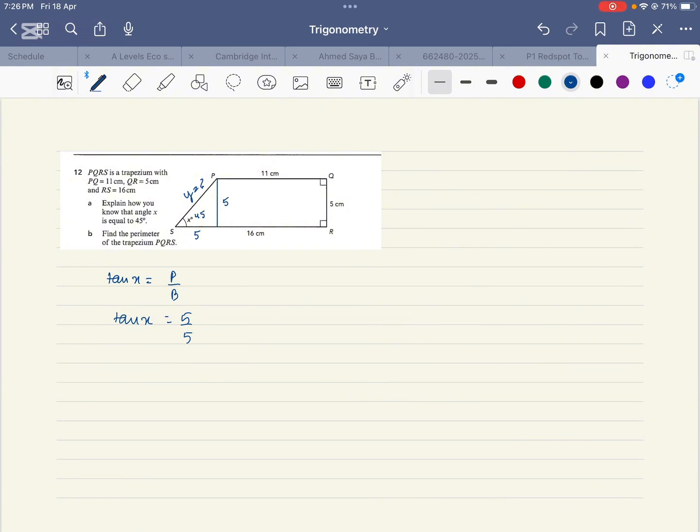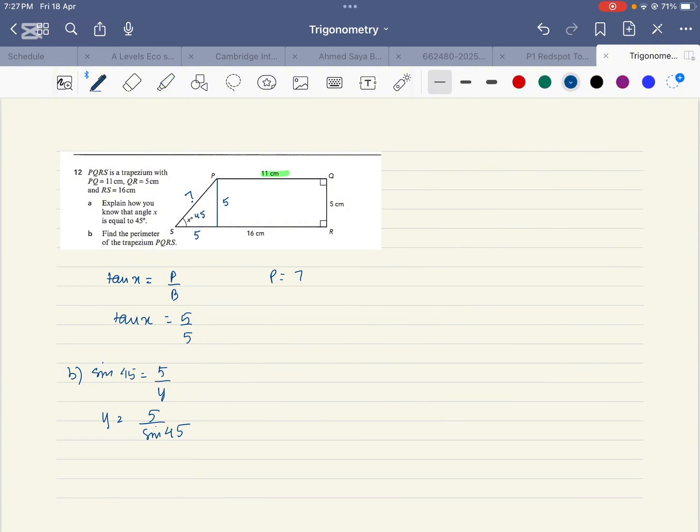So we will write sine 45 is equal to perpendicular upon hypotenuse. Hypotenuse is equal to 5 upon sine 45. So 5 upon sine 45 gives me 7.07. So let's keep it 7. Let's assume that this is 7. Perpendicular becomes 7.